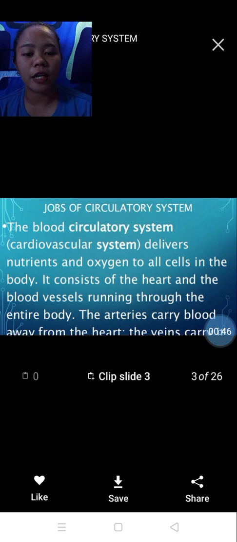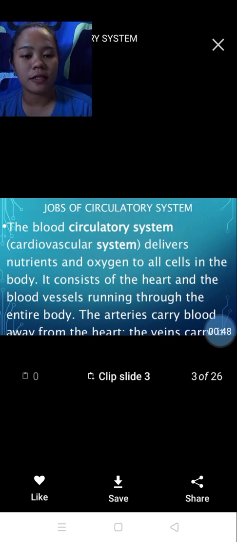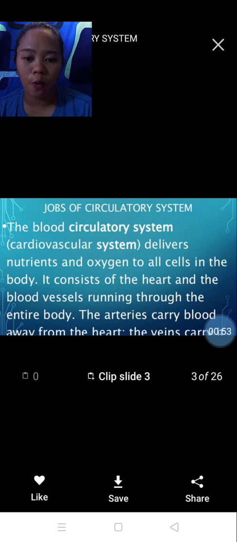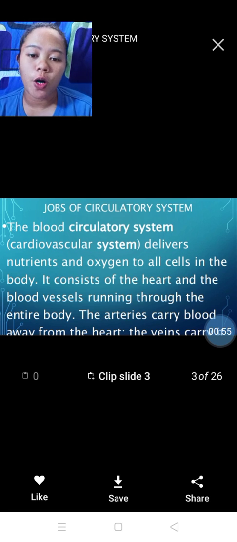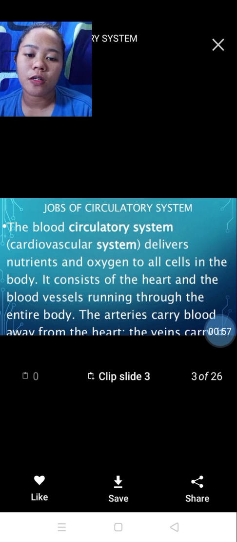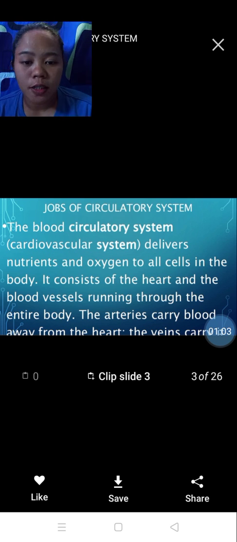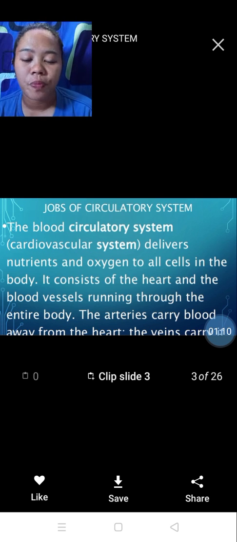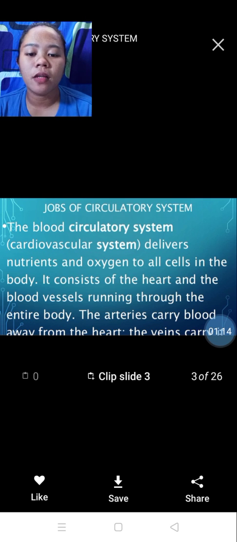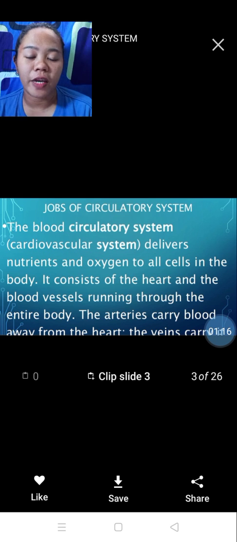So the blood circulatory system or cardiovascular system delivers the nutrients and oxygen to all cells in our body. So in short, the circulatory system transports the nutrients and oxygen inside our body, and it consists of the heart and the blood vessels running through the entire body. So the arteries, that part of the heart, carry the blood away from the heart, and the veins carry it back.